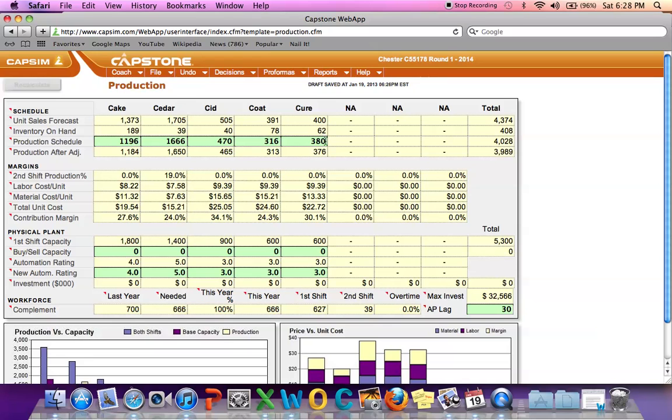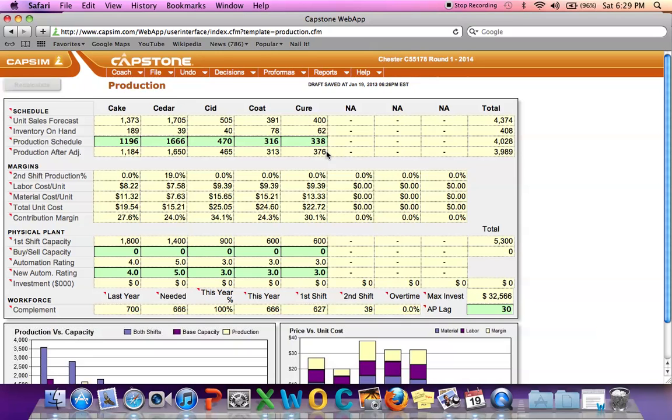So what you need to do on your production schedule here is take that figure 400, I'm going to do it right now on my calculator, and subtract 62, and it's going to give me 338. Now 338 is the amount that I want to produce, okay? And so I want it to go down here in the production after adjustment.